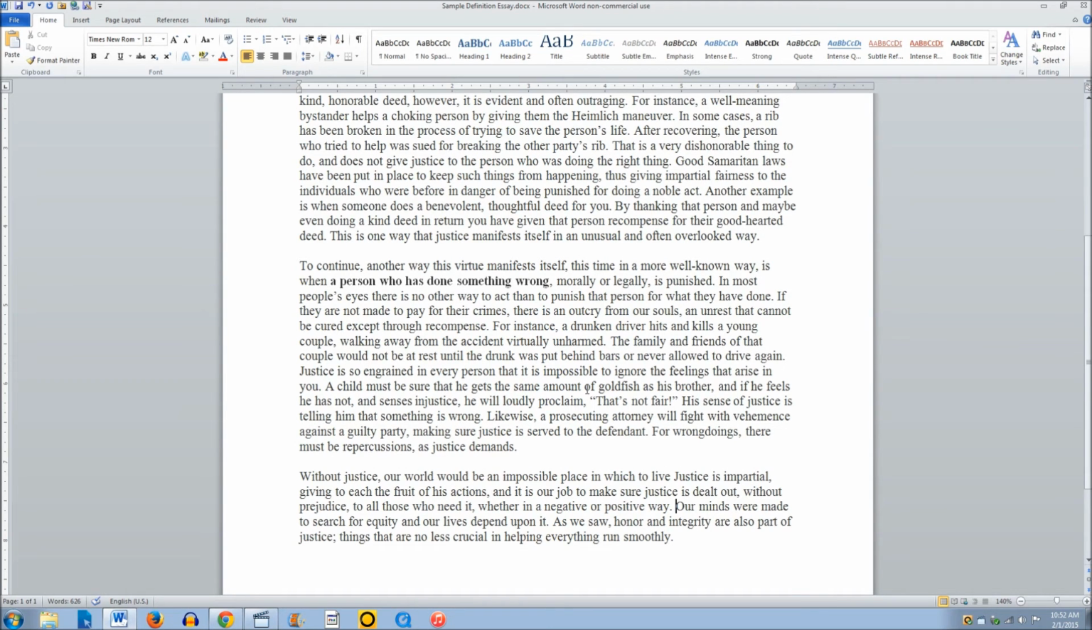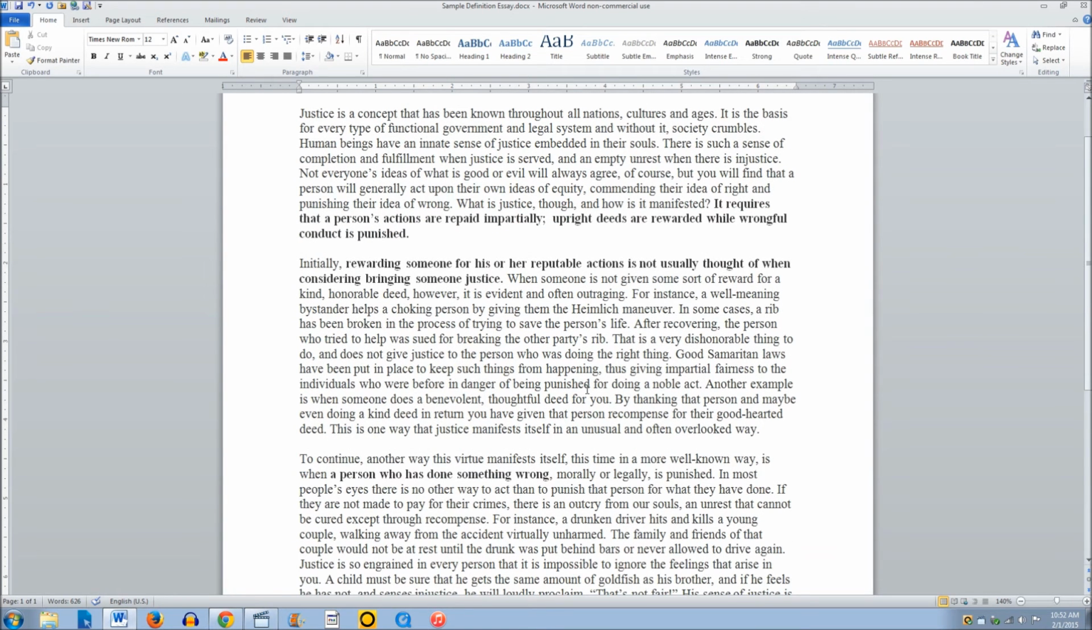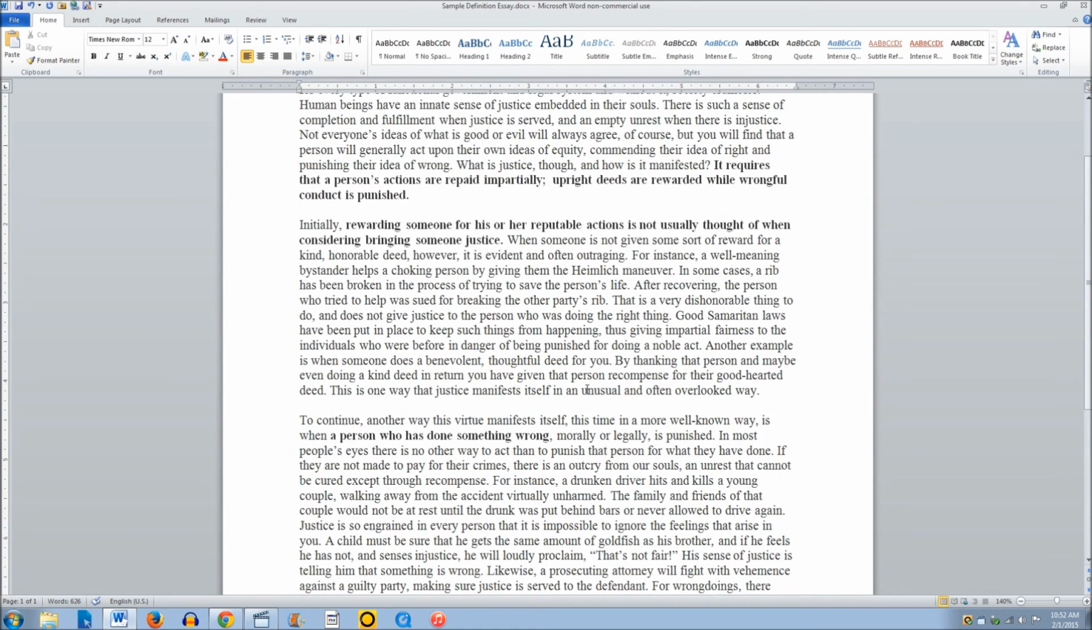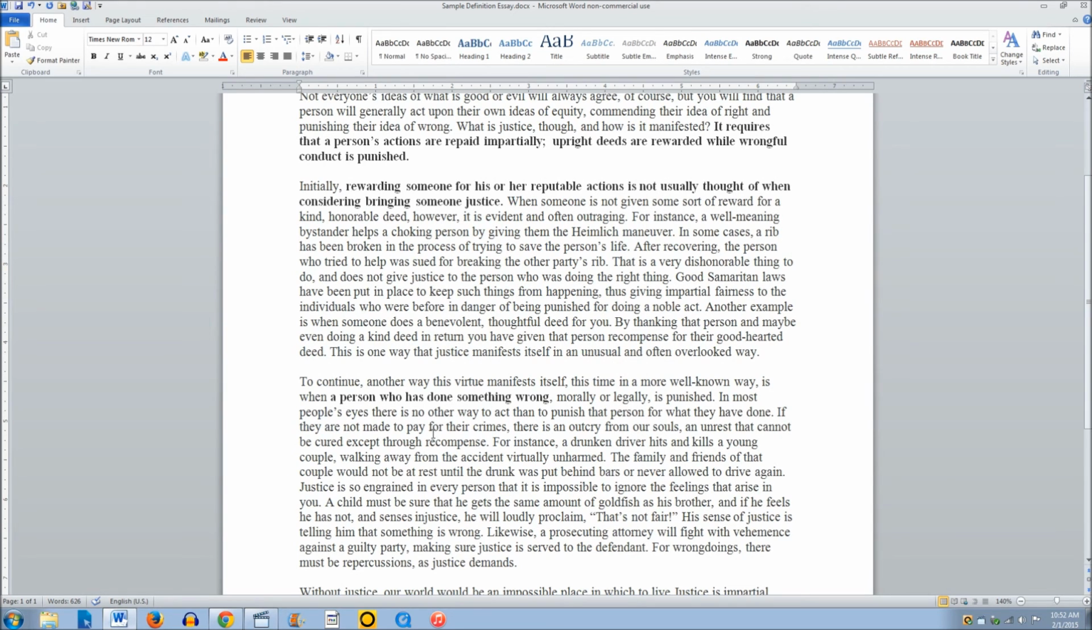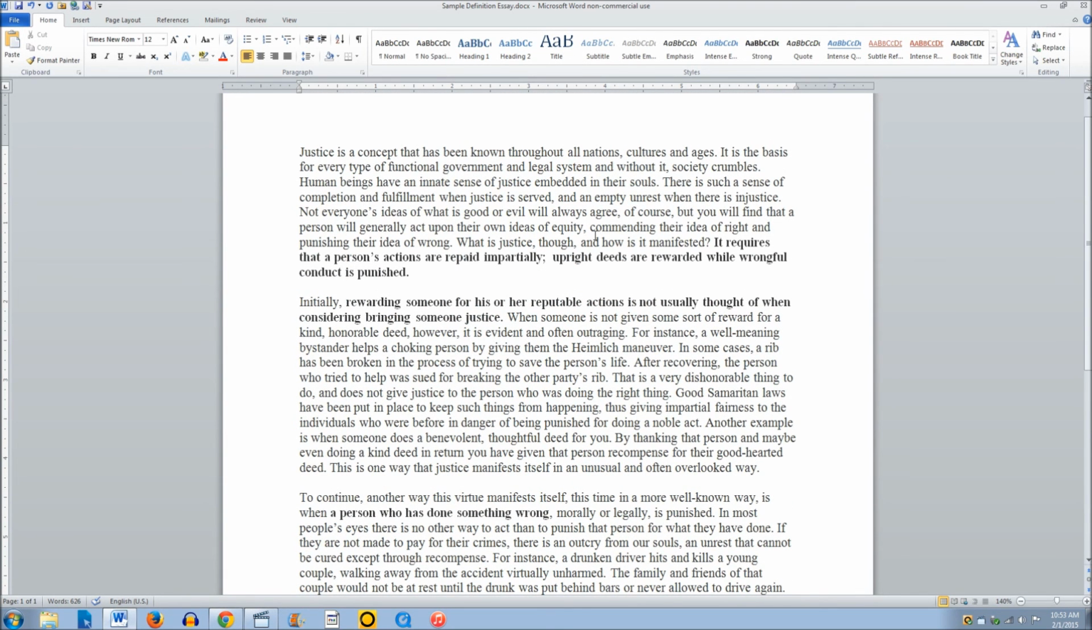Yours does not have to be quite this long, but it should be organized in 4 paragraphs using transitions with 2 very specific body points. If you don't have 2 very specific body points, it's going to be almost impossible to define the topic, which should be right up here in the introduction.